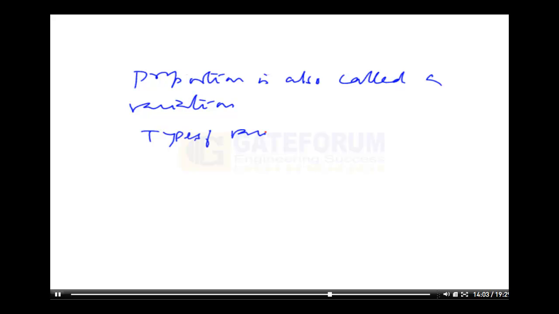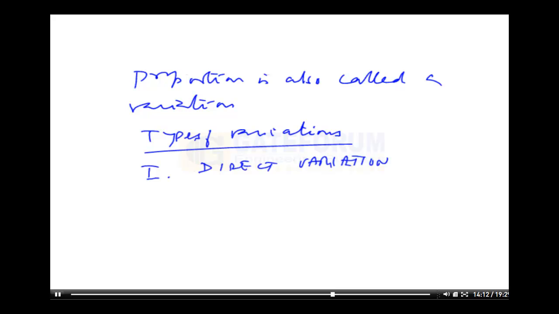Proportion is also called a variation. To vary is to change. There are two types of variations. One is called direct variation, and the other one is inverse or indirect variation. Let's look at the first one, which is called direct variation.